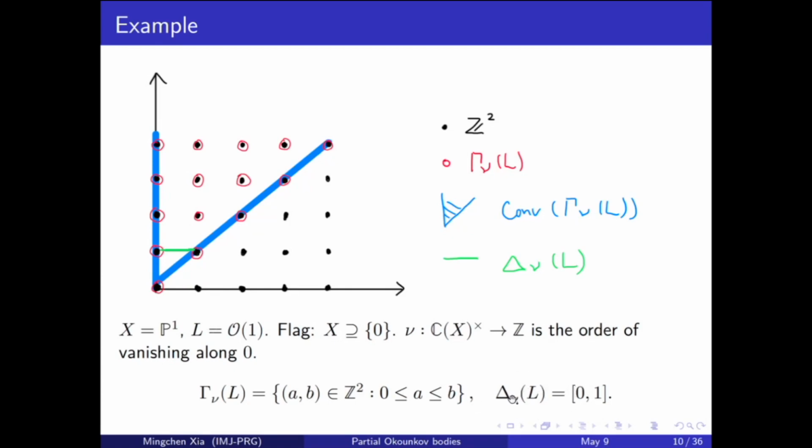So as I wrote here, Delta_nu(L) is a closed interval from 0 to 1. And from this picture, you can see very intuitively that the green line, or the Okounkov body, gives you really a way to characterize the asymptotic behaviors of your semigroup when the level tends to infinity. Because for example, asymptotically, the number of points on level k is around k, and that's the same as the volume of the green line. And in general, we expect something similar. We expect that the Okounkov body gives you a way to asymptotically characterize the corresponding semigroup Gamma_nu(L).